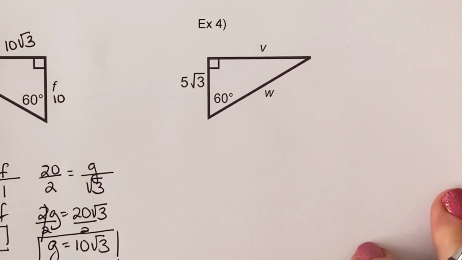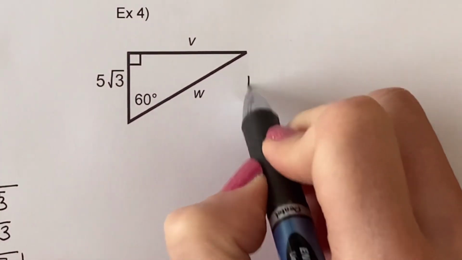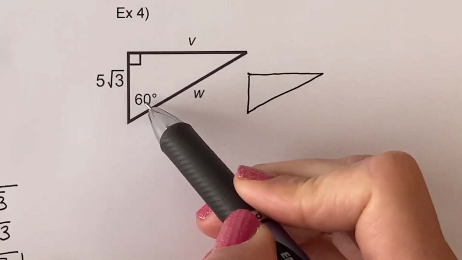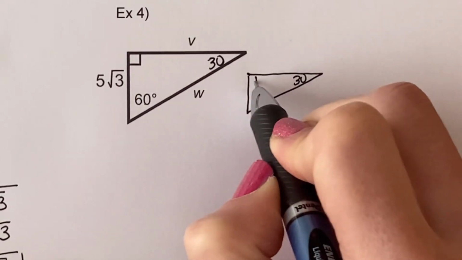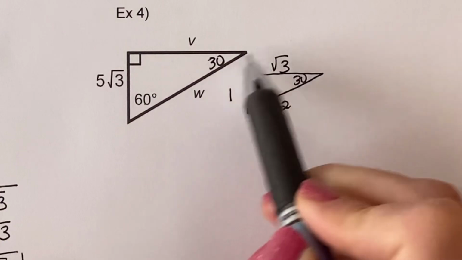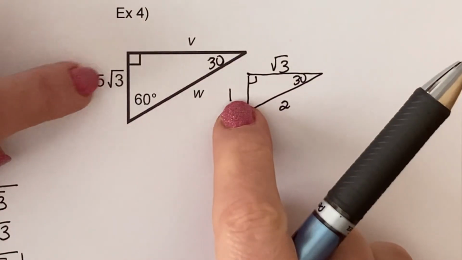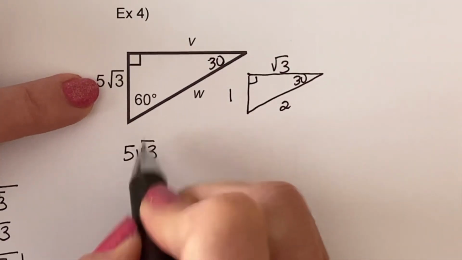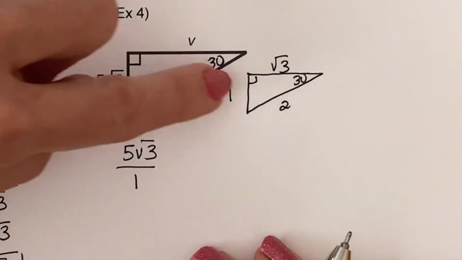Let's do one more where we have a square root in our original answer. I'm going to draw my 30, 60, 90. If that's 60, then this has to be 30. So there's my 30. Here's my 1, 2, square root of 3. If you can set this up, you are good to go. I'm going to start with what I know. So I'm going to start with my little leg over little leg, so 5 root 3 over little leg 1. So 5 root 3 over 1.